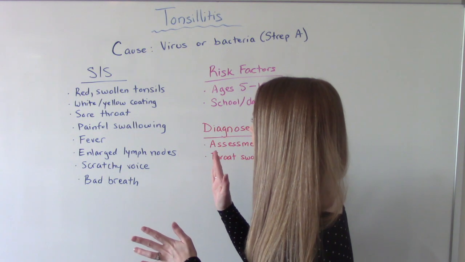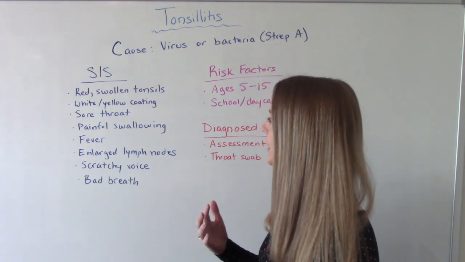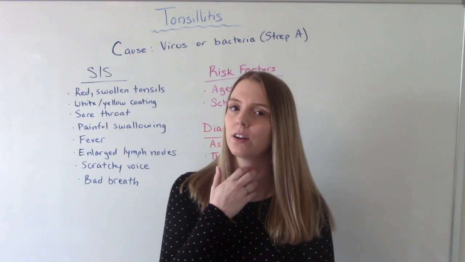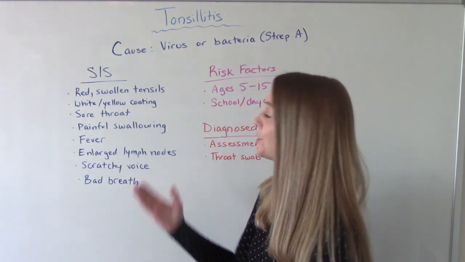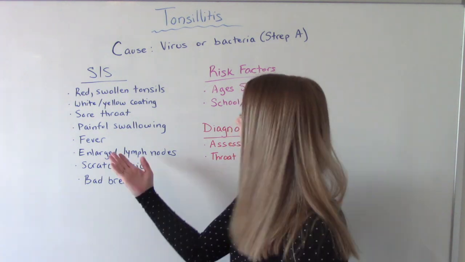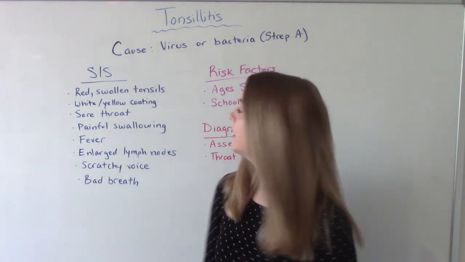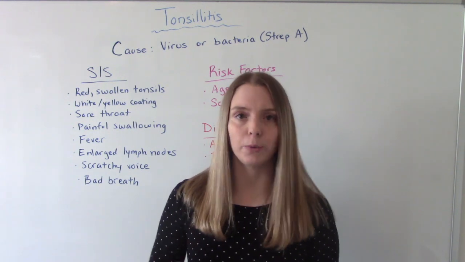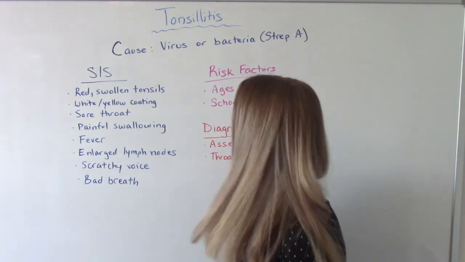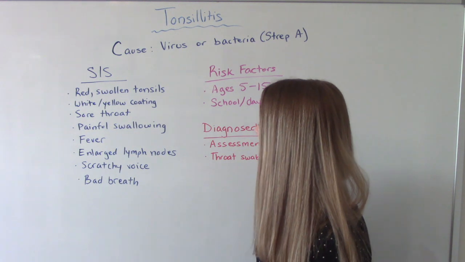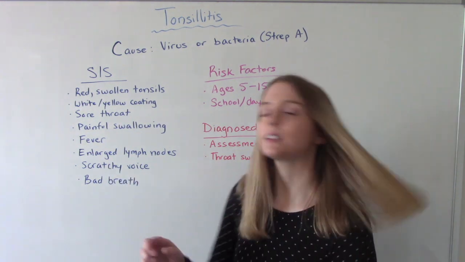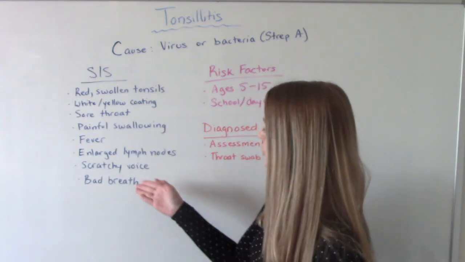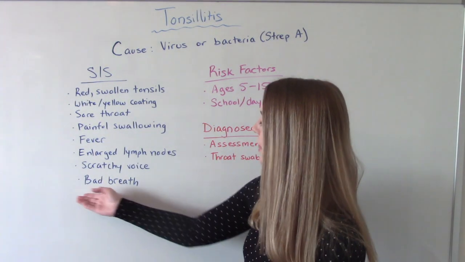So what are some signs and symptoms? Red, swollen tonsils, a white or yellow coating on the tonsils, or it even looks like little patches of white or yellow. Of course, they're going to report a sore throat and painful swallowing, and swallowing anything, not just solid foods but even liquids. Everything hurts when they swallow. A fever, enlarged lymph nodes, especially the ones here on your neck. They can have a scratchy voice, and then bad breath.